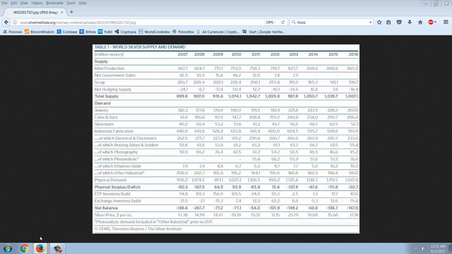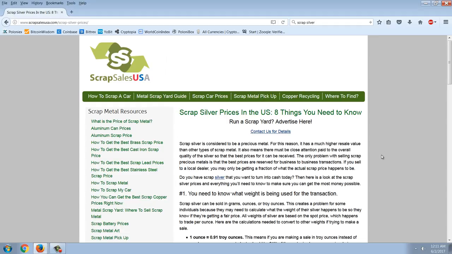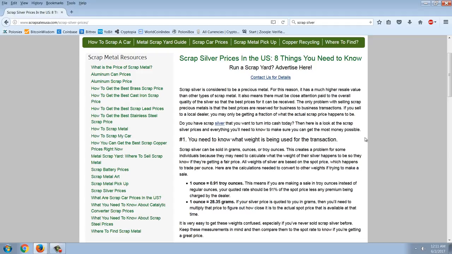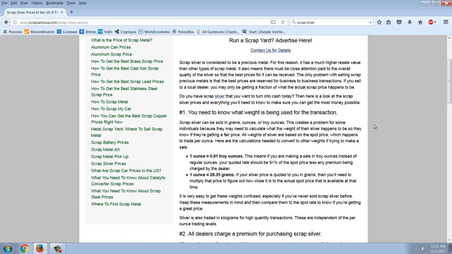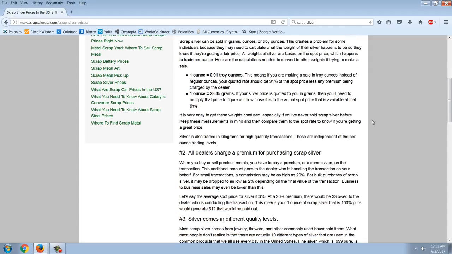So this is an article about scrap silver, and it's called Scrap Silver Prices in the US, 8 Things You Need to Know. And I'm just gonna point out a few things here. Number one, you need to know what weight is being used in the transaction, and it just goes into the ounces, stuff like that.